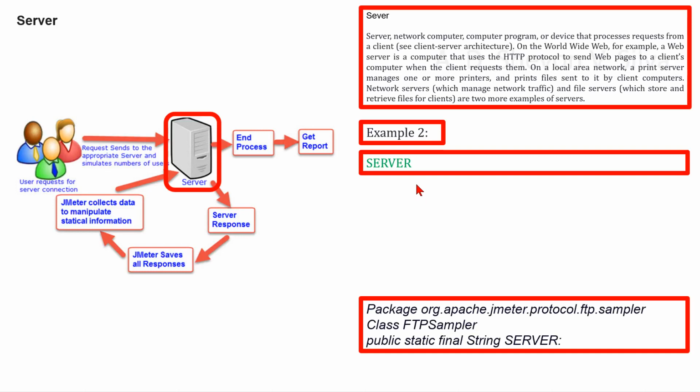Now we are here. You can see the public static final String SERVER in class FTPSampler in package org.apache.jmeter.protocol.ftp.sampler. In this example, we are considering public static final String SERVER in class SmtpSampler in package org.apache.jmeter.protocol.smtp.sampler. Now we are considering public static final String SERVER in class TCPSampler in package org.apache.jmeter.protocol.tcp.sampler.